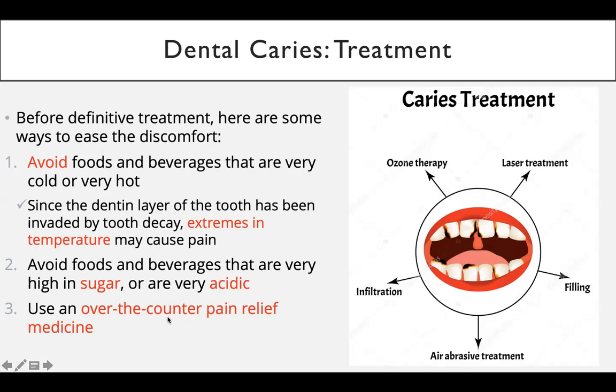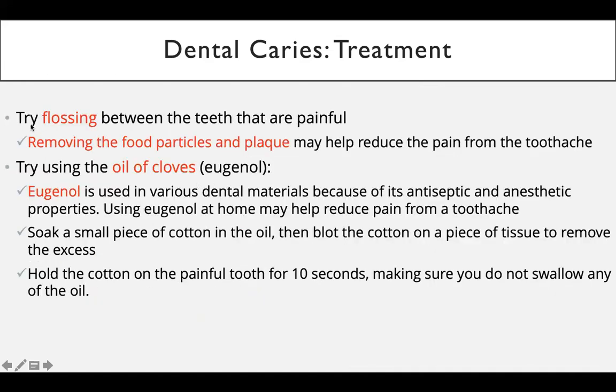Over-the-counter means easily available without a prescription. OTC means a prescription is not required from the doctor, and you can go to the chemist to buy pain relieving medicine like paracetamol. And then on the right side, we have some caries treatments, which include ozone therapy, O3, laser treatment, filling, air abrasive treatment, and infiltration. Okay, next. Try flossing between the teeth that are painful to remove food particles and plaque, which may help to reduce the pain from the toothache.